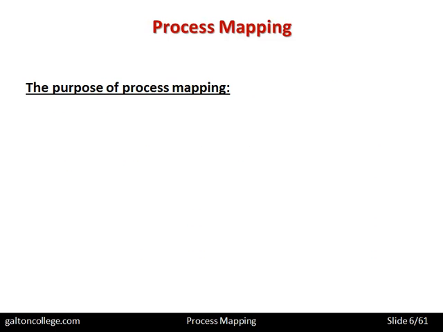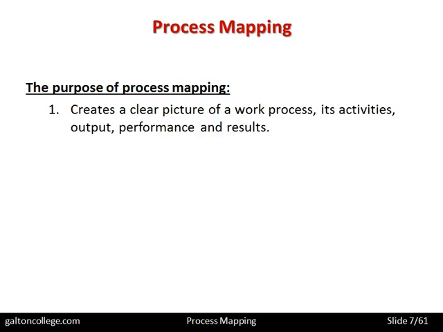Now the purpose of a process map overlaps of course with what I've just been saying, but let's just make some notes related to this. First of all, it creates a clear picture of a work process. It looks at its activities, its output, performance and results. So look at a particular process critically, look at all of its activities, what's involved, how does the output emerge, what's undertaken in order to make the output, what's the performance of the team, what efficiencies are there inherent in the process, and in a sense what inefficiencies are obvious as well, what areas can be improved.